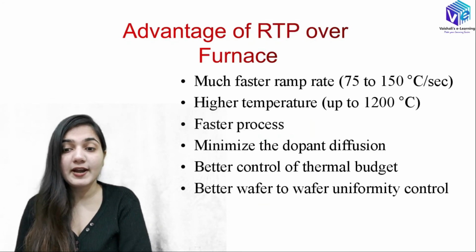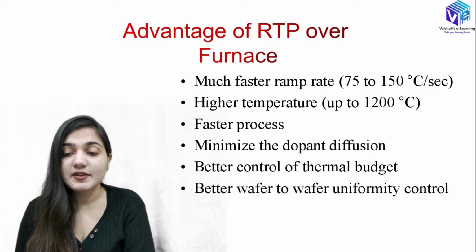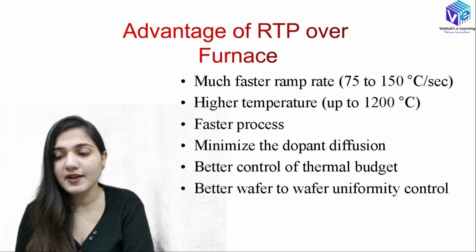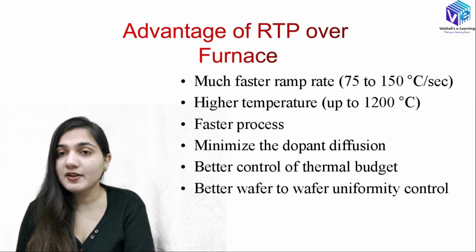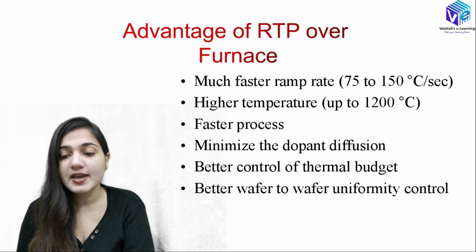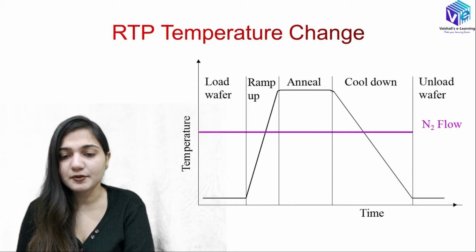So now coming to the advantages of RTP over the furnace. RTP gives me a much faster ramp rate, as I have already told you, 75 to 150 degrees Celsius per second. Okay, it will give me a higher temperature as well, up to 1200 degrees Celsius. It is a faster process. It will minimize the dopant diffusion. It will give me better control on the thermal budget as well. And we will have better wafer to wafer uniformity control as well.